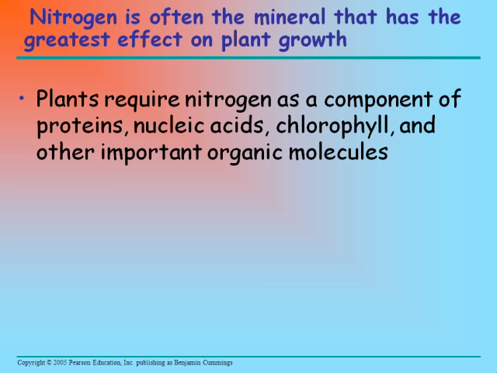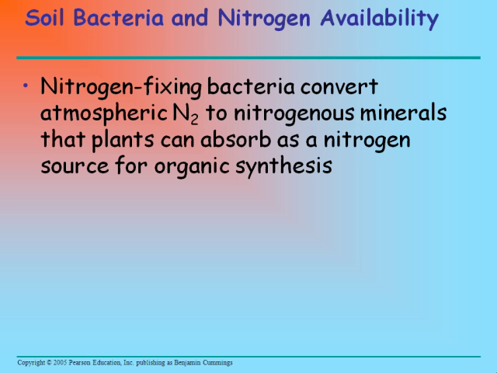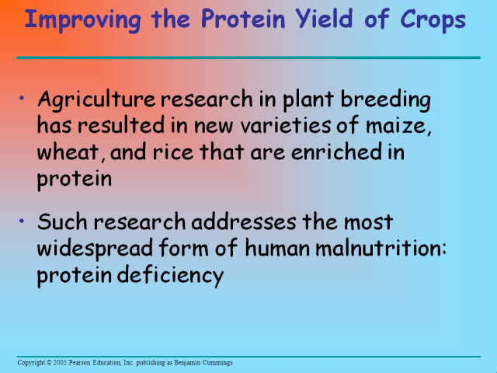Nitrogen is often the mineral that has the greatest effect on plant growth. Plants need nitrogen as a component of proteins, because nitrogen makes up amino acids, nucleic acids, chlorophyll, and other important organic molecules. So nitrogen-fixing bacteria are very important. They discovered this in the 1920s. They convert atmospheric nitrogen, because our atmosphere is 78% nitrogen, to nitrogenous minerals that plants can absorb as a nitrogen source for organic synthesis.